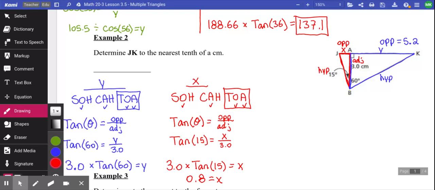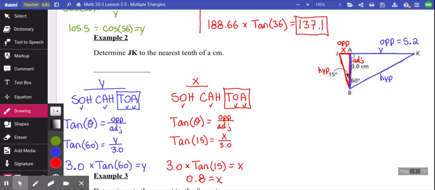Okay, so I chose TOA. There's the formula. I've written everything in. So I have tan 15 degrees equals x, which was opposite, divided by 3, which was adjacent. I always write the number first, so even on my calculator, I put 3.0 every time. Then I decide multiply or divide. I chose multiply because my letter was on the top. Letter on top means multiply. So I did 3 times tan of 15.